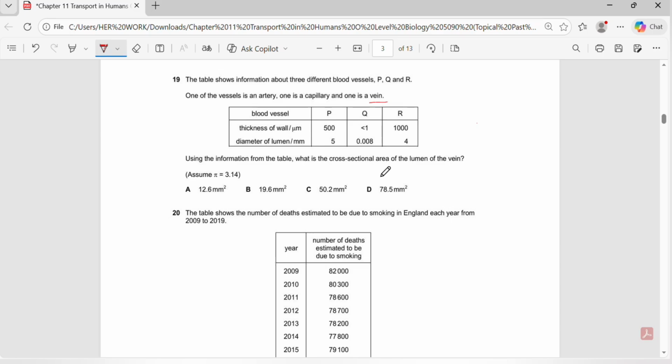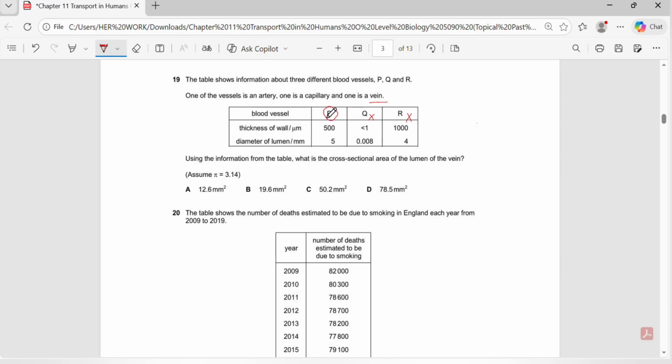We know that capillaries have extremely thin walls and very small lumens, so vessel Q, with a wall thickness of less than 1 micrometer and a lumen diameter of 0.008 millimeters, must be the capillary. That leaves vessels P and R to be identified as the artery and the vein. Arteries have very thick walls and relatively smaller lumens, while veins have thinner walls and wider lumens. Vessel R has the thickest wall at 1000 micrometers and a lumen of 4 millimeters, which fits the description of an artery. Vessel P has a thinner wall of 500 micrometers and the widest lumen of 5 millimeters, so vessel P must be the vein.